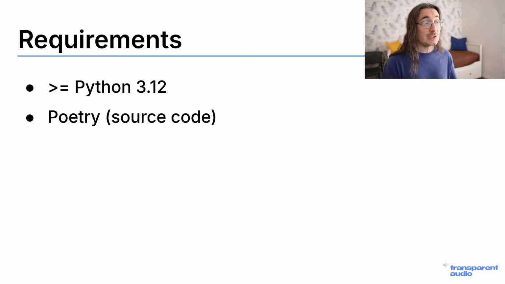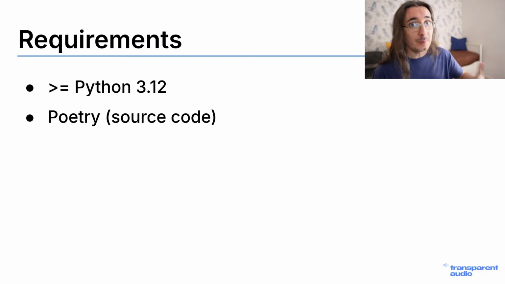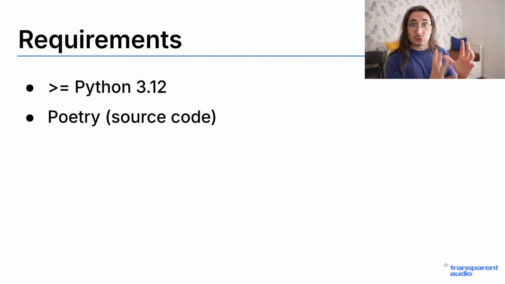Before we jump into the installation and I show you that, just want to remind you about a couple of requirements here for installing and using TransparentMeta. The first one is that you should have Python 3.12 installed or more, because TransparentMeta works only with this. And the second one is that in the case of a source code installation, you'll have to have Poetry installed, because in the project we use Poetry as our package manager.